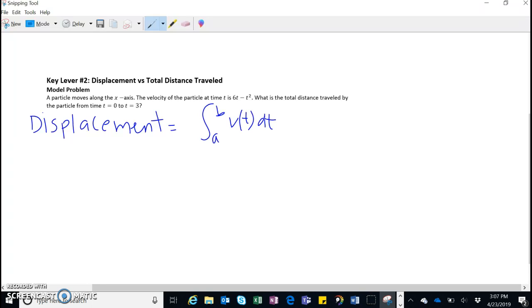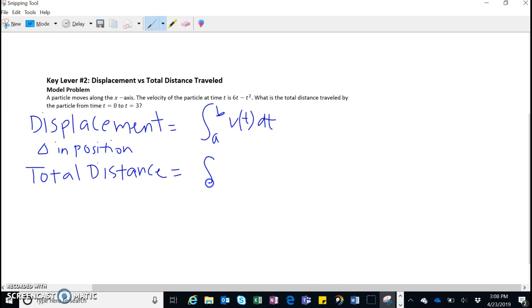So a change in position, which is the definition of displacement, is defined as the integral over that interval of velocity. Now, a different concept to consider is total distance. Total distance is not just a change in position. It's a summation of all of our movement. In total, how many miles did we travel? How many steps did we take, etc.